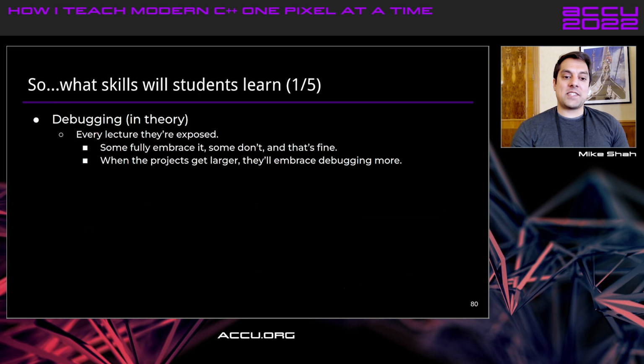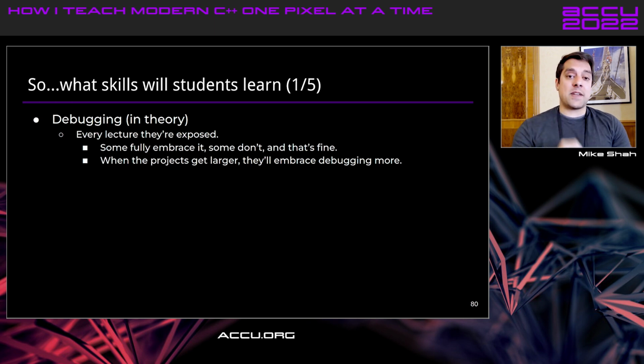All right. So what skills are students learning? The number one skill, or where I started from, was debugging. And this is where I wanted them to start. So in theory, they were learning GDB or LLDB or whatever their local tool was, and just getting exposure to it again and again and in different contexts. Some fully embraced it, some didn't, and that's fine. As the projects get larger, I think they'll embrace debugging more though.